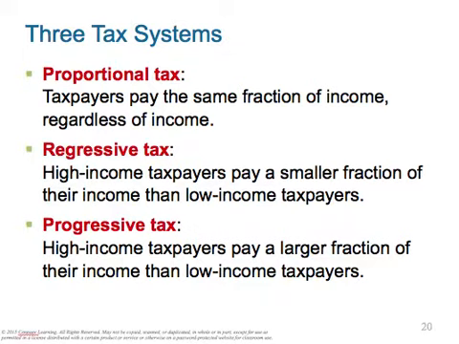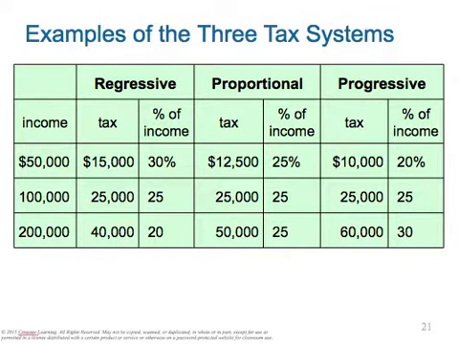And then a progressive tax, conversely, is when high income taxpayers pay a larger fraction of their income than low income taxpayers. So as people get more money, they end up paying a higher percentage in tax revenue. Okay, so this slide replicates table 7 from the chapter in the textbook. I should point out that even a regressive income tax satisfies vertical equity, as vertical equity only requires the dollar amount of taxes rise with income, not necessarily the average tax rate.